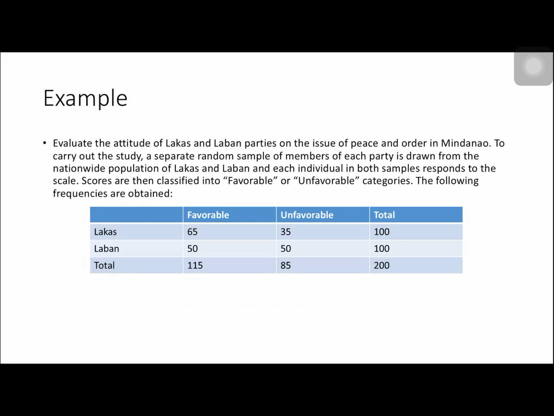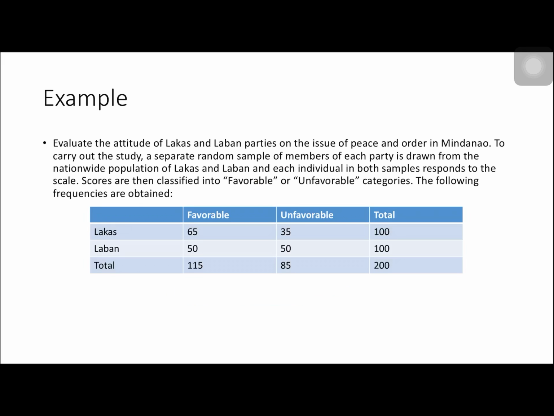So for our example, evaluate the attitude of Lakas and Laban parties on the issue of peace and order in Mindanao. So to carry out the study, a separate random sample of members of each party is drawn from the nationwide population of Lakas and Laban, and each individual in both samples responds to the scale. Scores are then classified into favorable or unfavorable categories. The following frequencies are obtained.